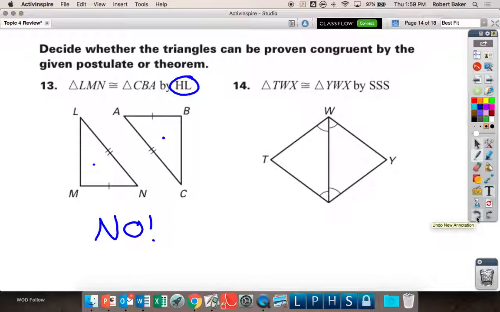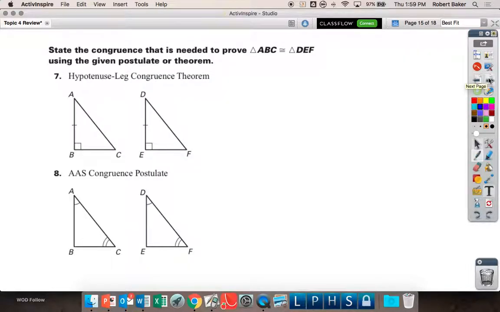Number 14. Are those two triangles congruent by the SSS shortcut? No. Any problems with that one? That is obviously not SSS. Okay, here is where you get to add information without any mathematical justification. It says for number 7, make them congruent by the HL shortcut. Make it happen.